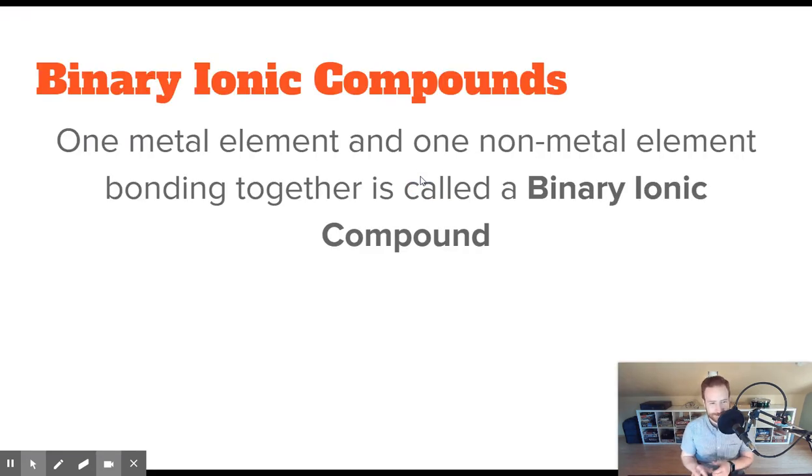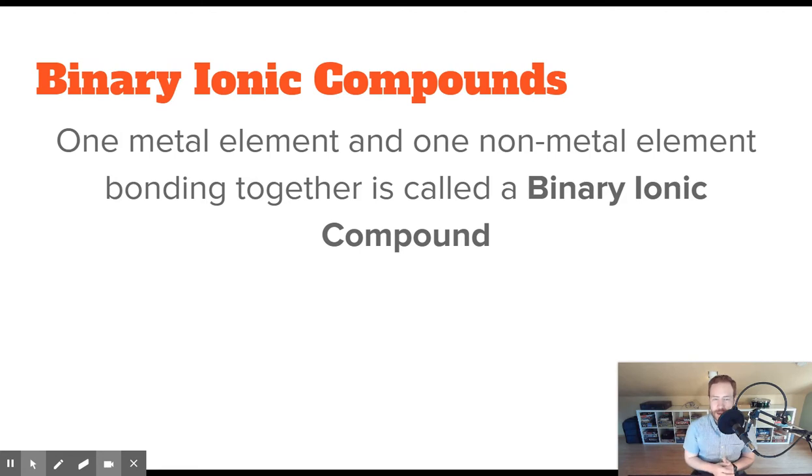Let's get started. So, we already talked in the last video about how positive ions, cations, and negative ions, anions, like to get stuck together, right? They form those ions because those atoms exchange electrons and then they have a charge which makes them attracted to one another and they get stuck together. And that sticking together is called an ionic bond.